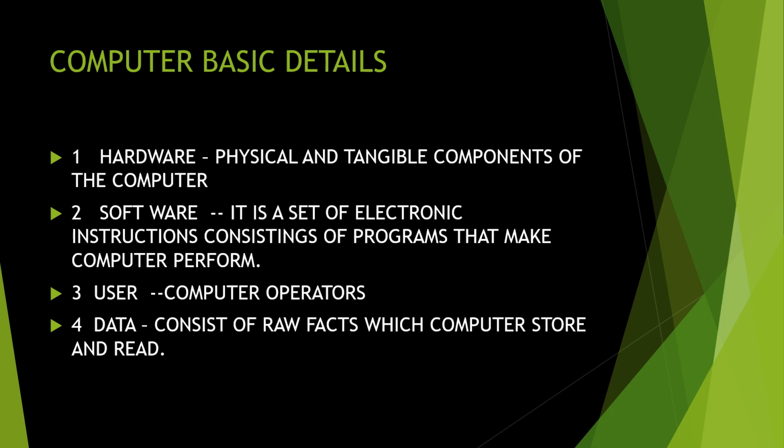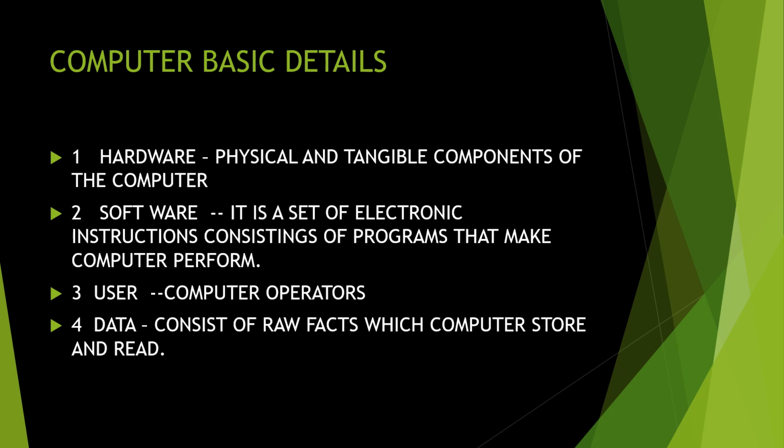So, computer basic details. What is hardware? It is the physical and tangible components of the computer. Tangible means touching, that we are able to touch. Hardware is the area we are able to touch; it is a physical property. That is what we call hardware. And what is software? It is a set of electronic instructions consisting of programs that makes the computer perform. It is the area we are not able to touch, the programs that help the computer to work. The inside area that helps the computer to work is known as software.